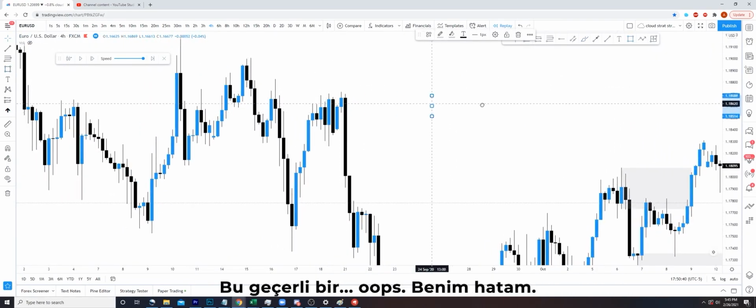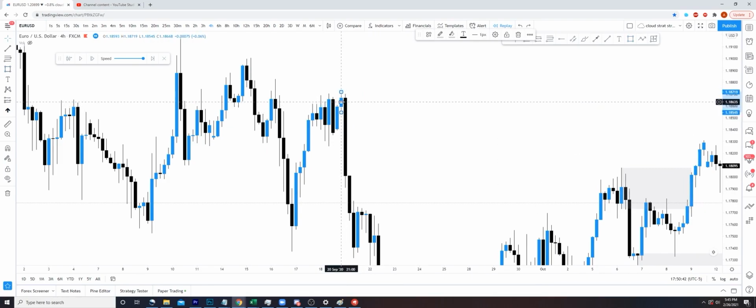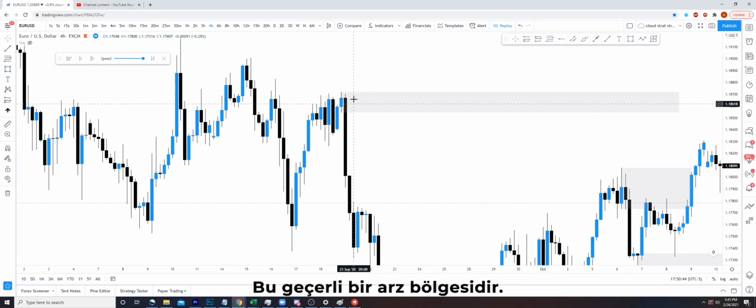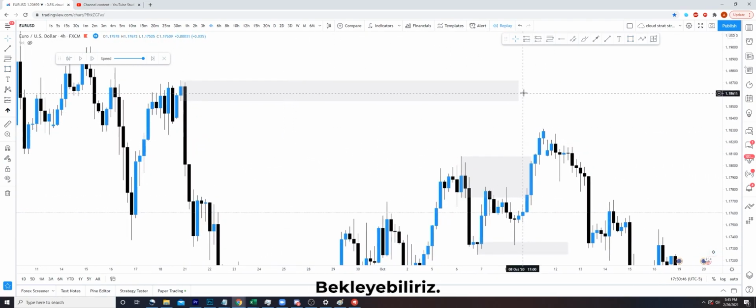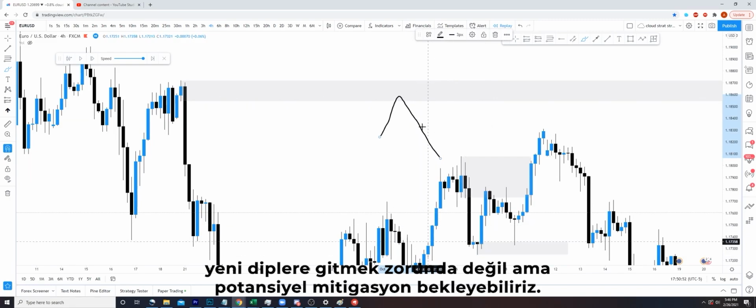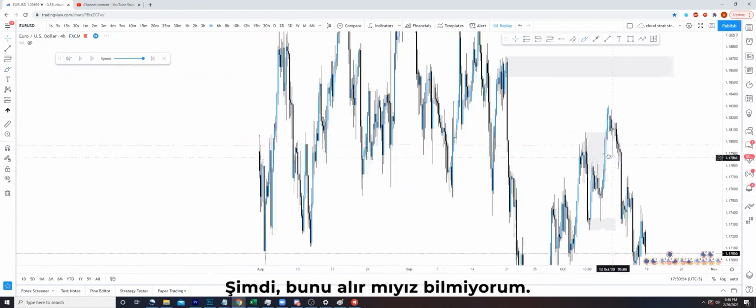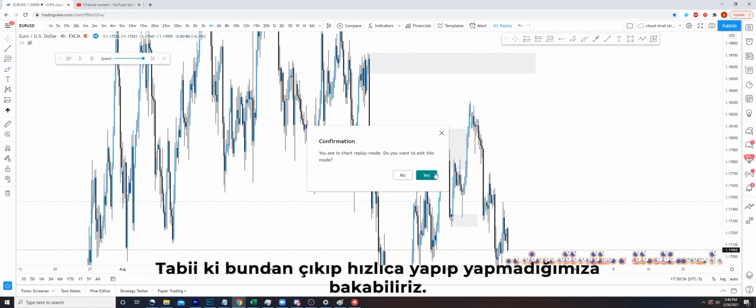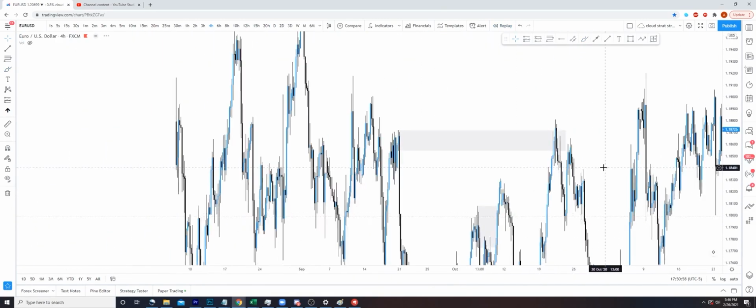This is a valid, oops, my bad. This is a valid supply zone. We can expect, if we had a bias, for price to come into here and give us some kind of mitigation. It doesn't have to go to new lows, but we can expect potential mitigation. Now, I don't know if we get that. We can, of course, exit this and take a look if we do very quickly.